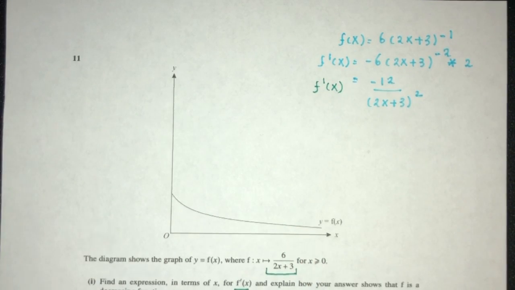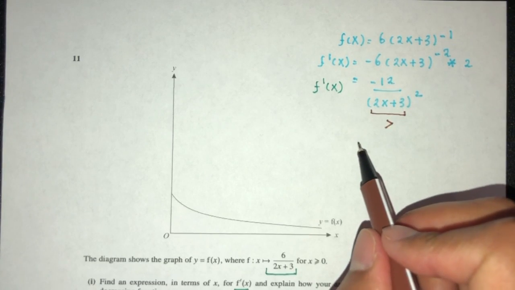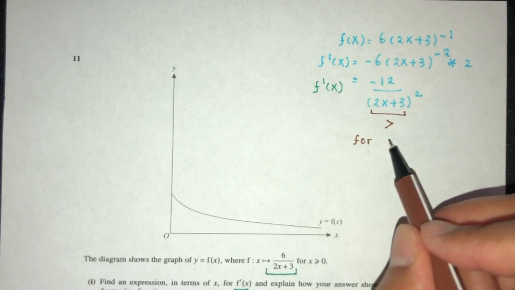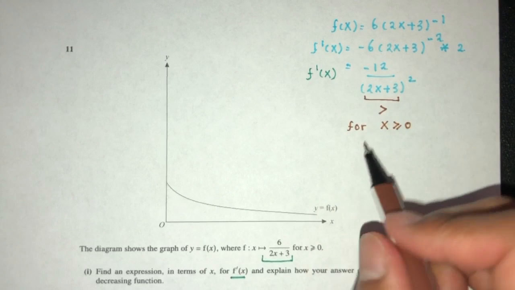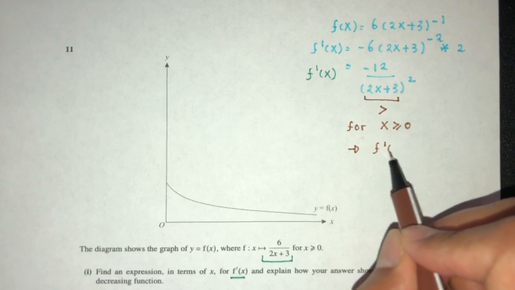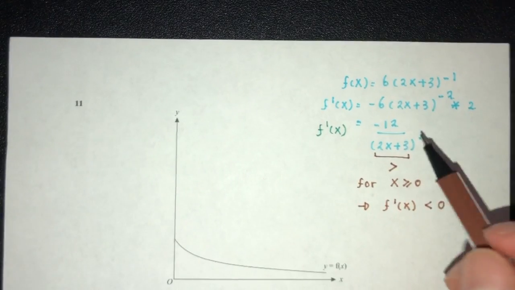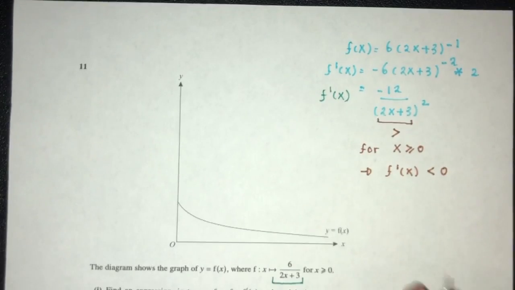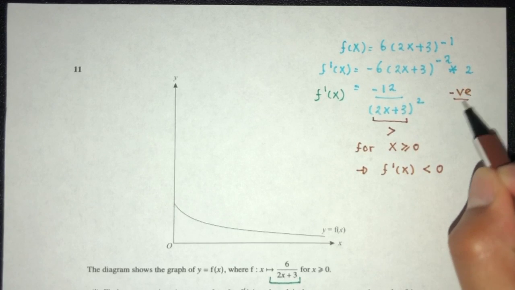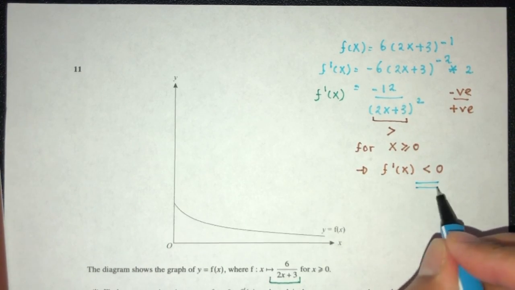Now you can just explain that the value here will be positive, it is squared. Now you can see for any value of x, for any x more than 0, according to the domain given to you, we realize that f prime of x has to be less than 0. Why is that? Because minus 12 divided by something positive will be negative, if that makes sense. So negative divided by positive will give you something negative no matter what. In that case, it is going to be a decreasing function.